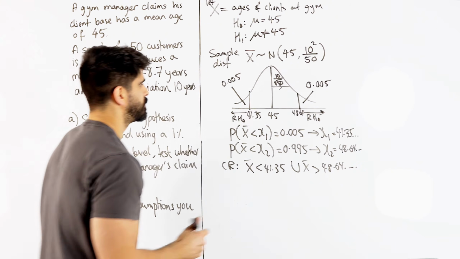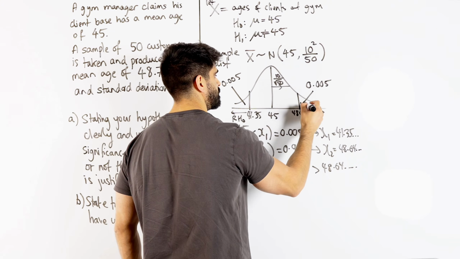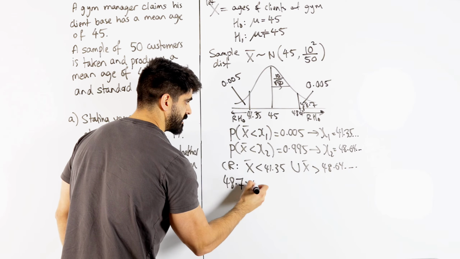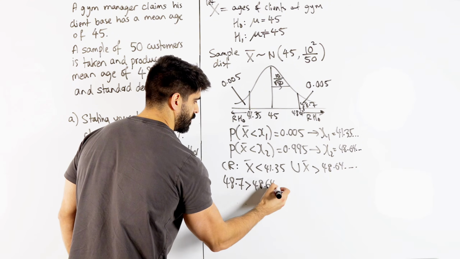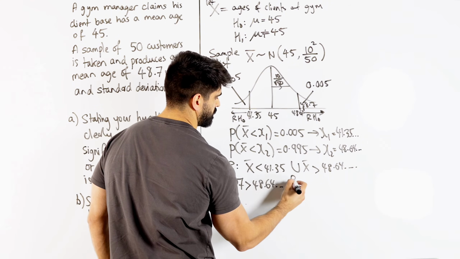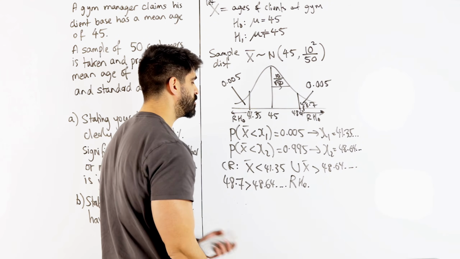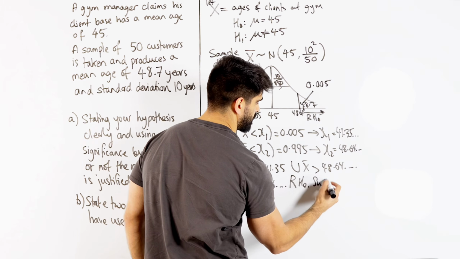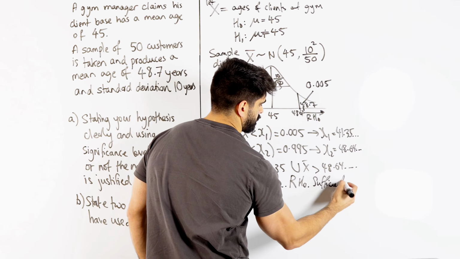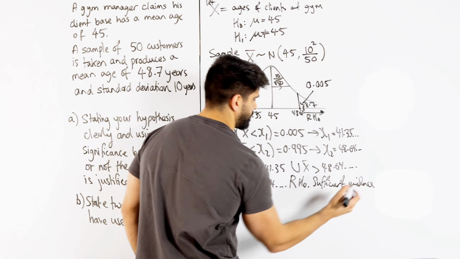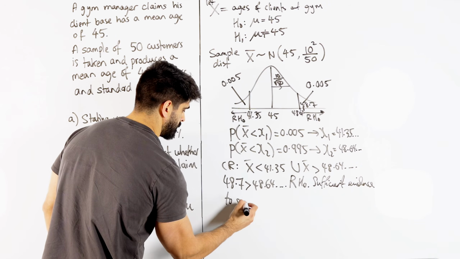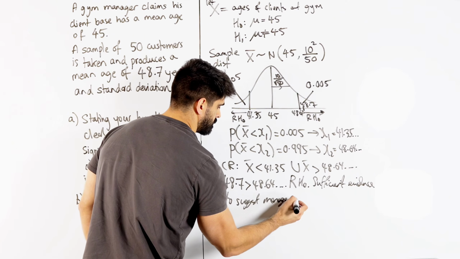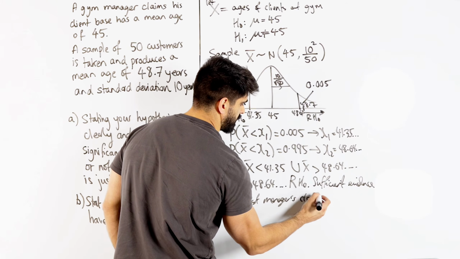48.7. 48.7 is in that critical region. So you're going to say 48.7 is greater than 48.64. So we would reject H0. Now, when you reject, you're going to say there's sufficient evidence to suggest the manager's claim is not justified.